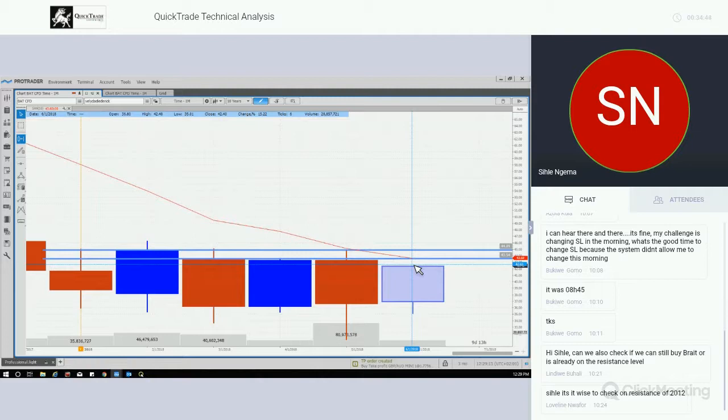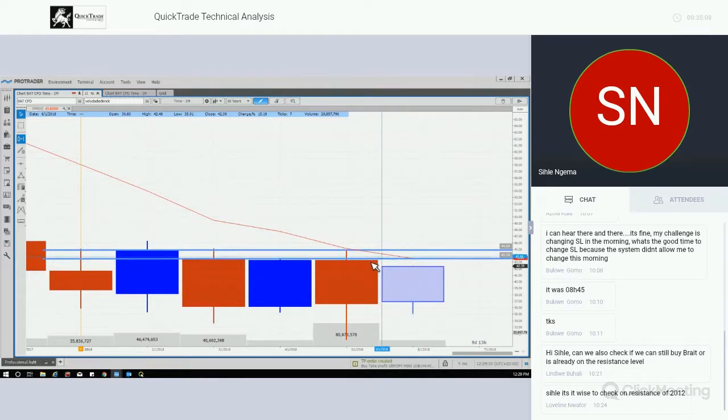But our simple moving average is at 43.60 and our line is at 43.54. So around there you must be on a lookout for a price reversal or a breakout above that simple moving average. We'll be on a lookout for that. I've been waiting for this level for a very long time.